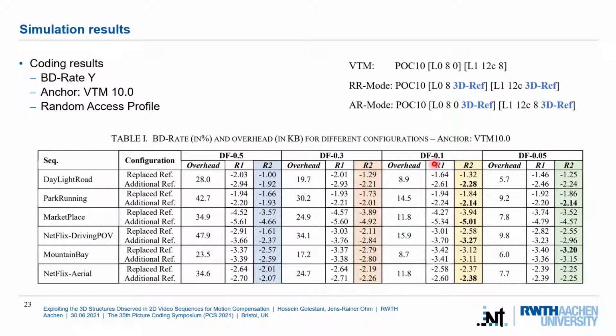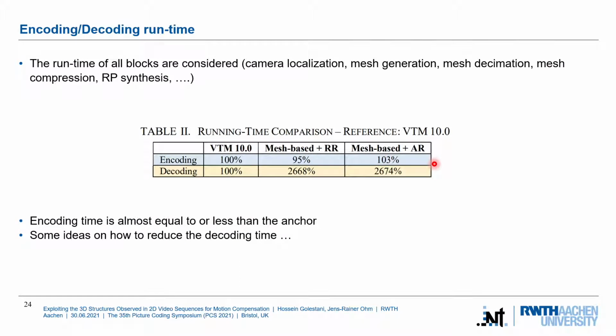It's worth mentioning that the overhead here is the summation of overhead 1 and 2. So it means we added up both the overhead due to camera parameters and the overhead due to the compressed mesh. Okay, the computational complexity is the main focus of this slide.